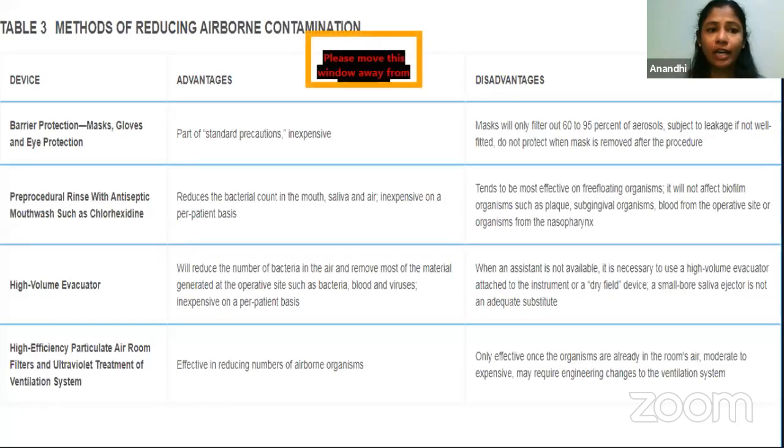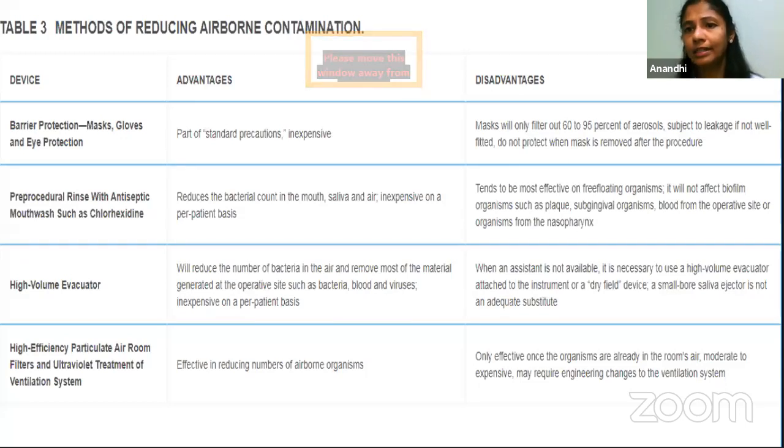Then, of course, we have the high volume evacuator and we have the filter which is running. I don't have the ultraviolet treatment because I did some study on the ultraviolet treatment and the results were inconclusive that it is actually reducing the virus or the bacteria in the aerosol. So I did not buy the one with the UV system. I just have the HEPA.